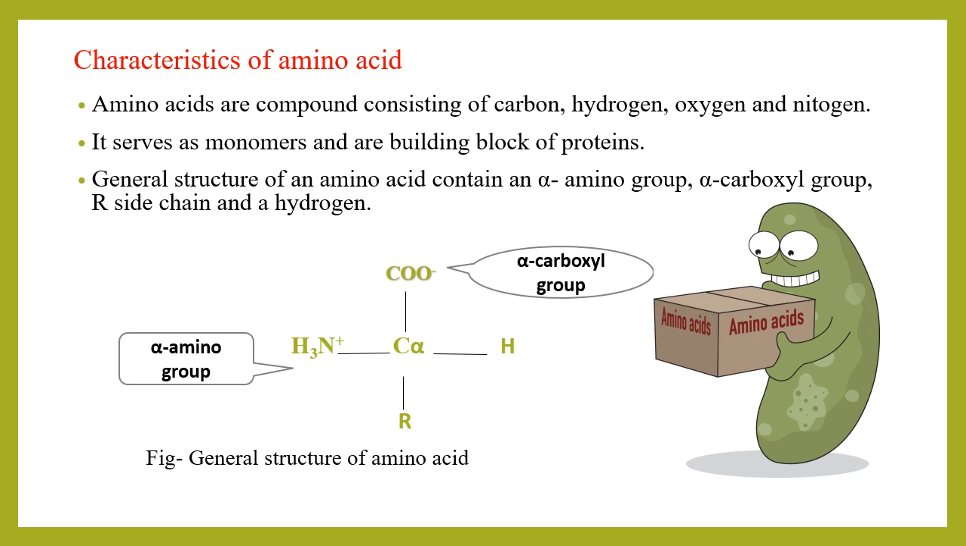As you can see in the structure here, the general structure of an amino acid contains an alpha carboxyl group, an alpha amino group, hydrogen and an R side chain. Here the alpha carboxyl group acts as an acid and can donate a proton, while the alpha amino group acts as a base and can accept a proton.